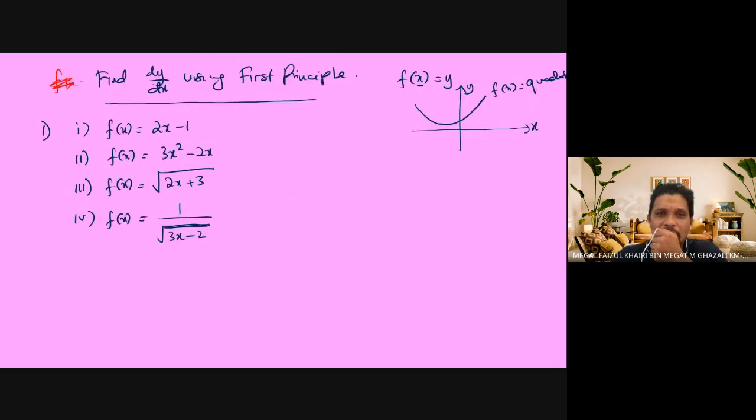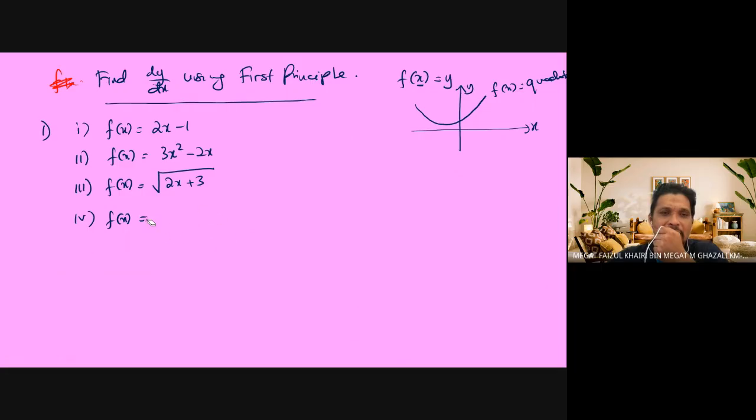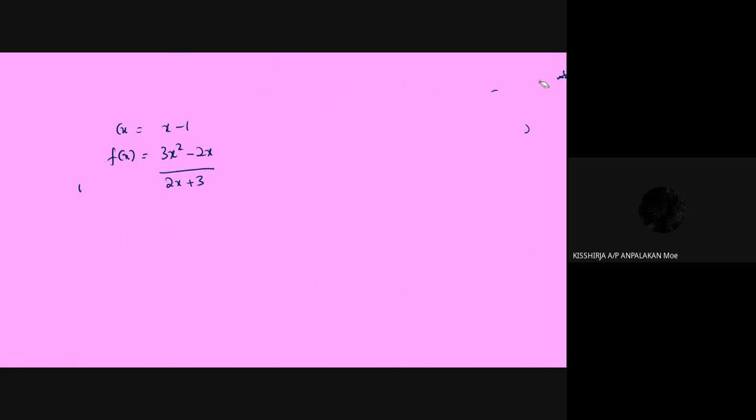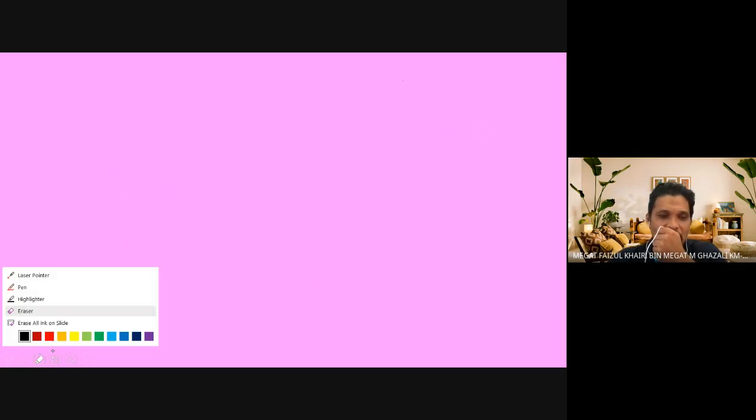Okay, so any more questions of differentiation, first principle, or some other question related to differentiation? Not really. Or after this, I'm going to prepare a few sets of questions on integration, the opposite of differentiation.